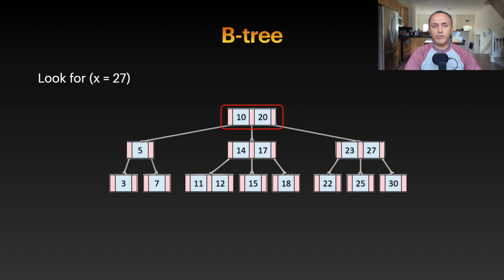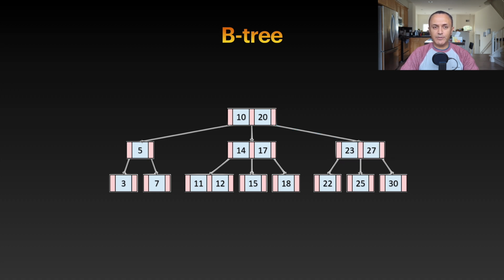We start from the root node, figure out, is it less than 10, or is it between 10 and 20, or is it greater than 20? In our case, it's greater than 20. So we're going to look at the third child. So this will take us to that next node. In this particular case, 27 is actually found in the node. So we're done, and we just follow the data.